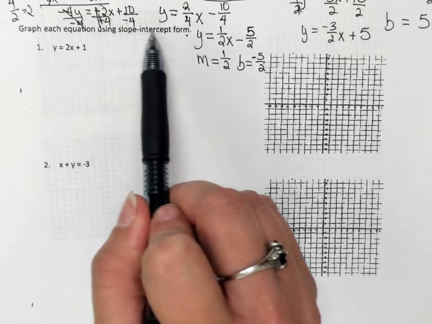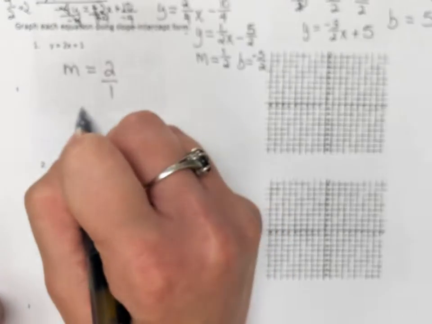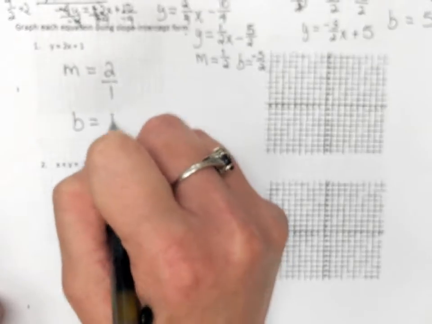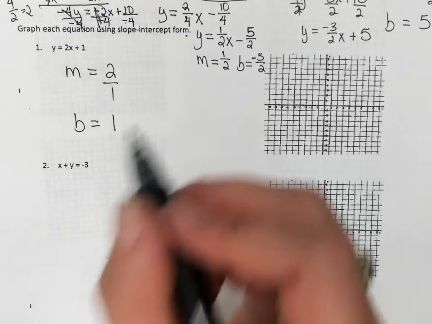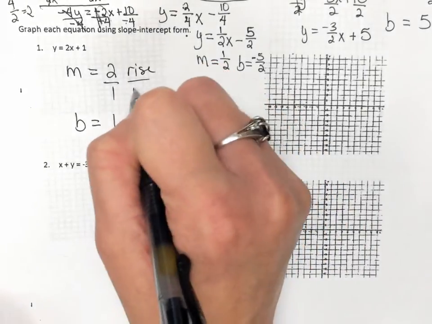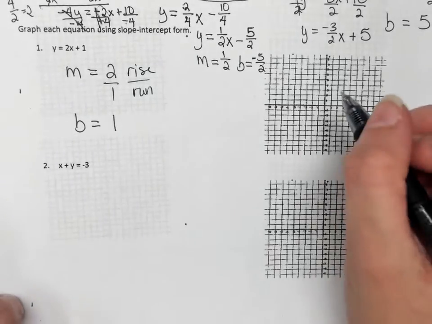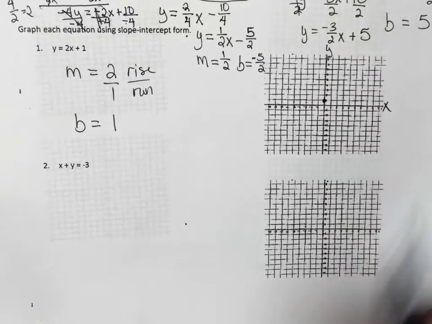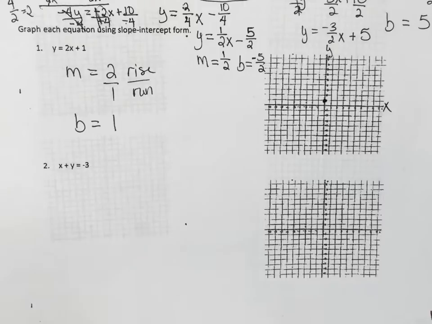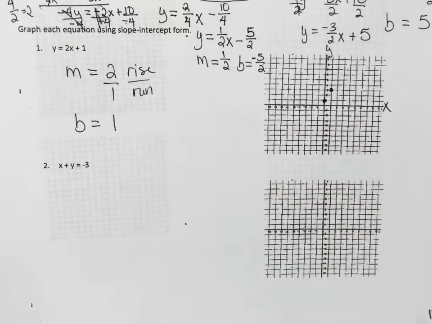It says graph each one using slope-intercept form. So what's my slope? 2 over 1. What's my b? 1. Why do I want my slope as a fraction when I'm graphing? Alright, b is for beginning. So where do I go? 1. Where? I have 2 ones. Positive 1 on the y-intercept. It's the y-intercept. Positive 1. And then 2 over 1. So go up 2, right 1, put a dot.